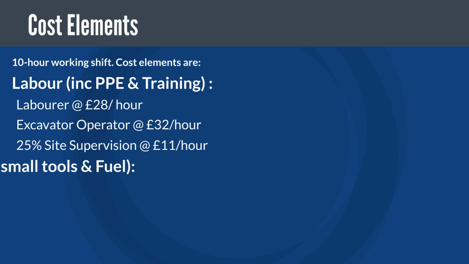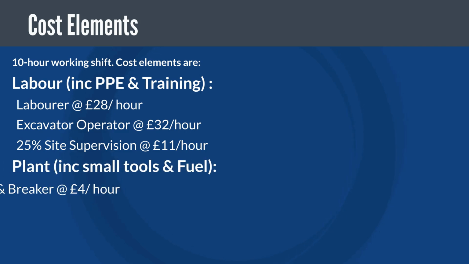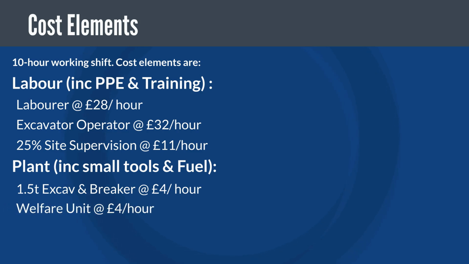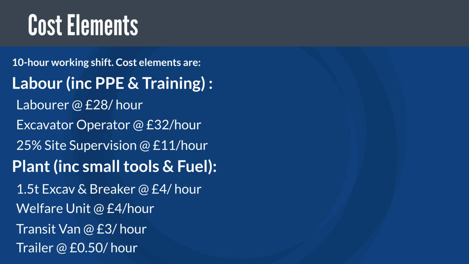Next we have equipment, which includes 1.5 tonne excavator and breaker at £4 an hour, welfare unit at £4 an hour, including delivery, collection and maintenance, transit van at £3 an hour, and trailer at 50 pence per hour. This brings our total hourly cost to £82.50 per hour or £825 per shift.